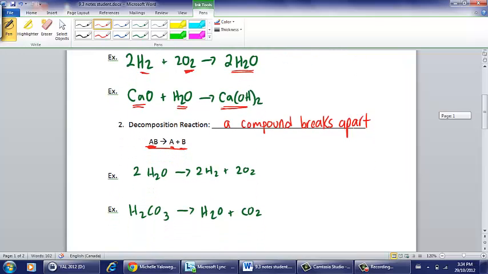2 examples here. First one is the water one going backwards, so starting with H2O, breaking down to H2 and O2. Another example is you could have H2CO3. Here's a compound that's going to break down into 2 simpler compounds. So it's breaking down, but we still have compounds in the end. So this is the opposite of a synthesis reaction. It's a decomposition. H2CO3 goes to H2O and CO2.